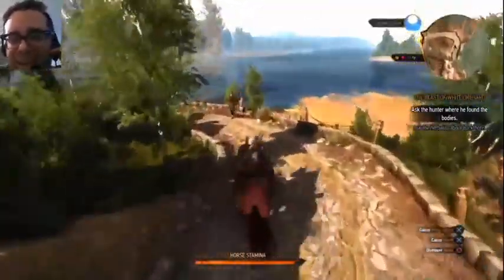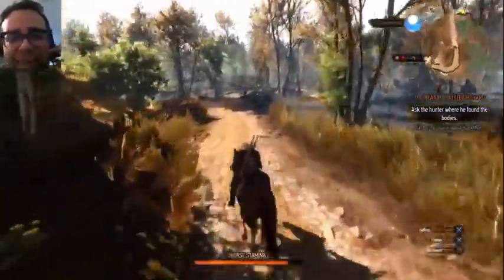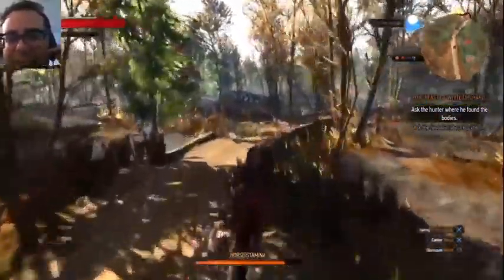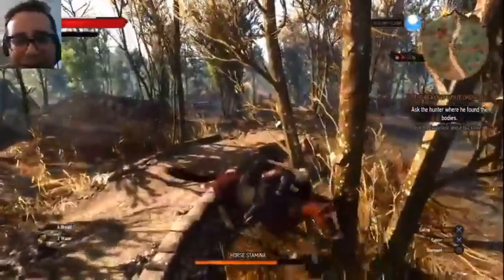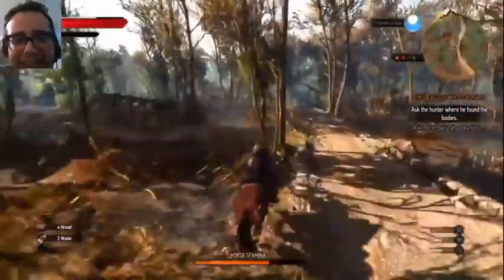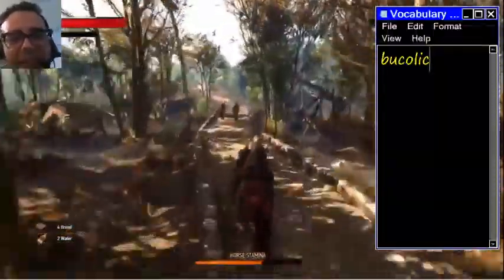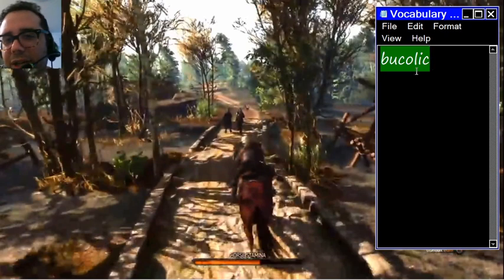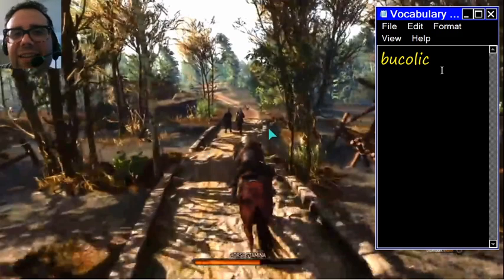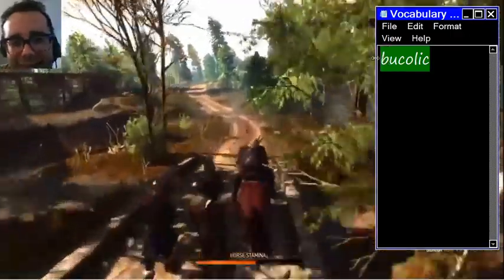Today, I'm going to teach you some advanced vocabulary as I play Witcher 3, one of my favorite video games. So, I'm on horseback, and the first word that I'd like to introduce is bucolic. Bucolic describes the natural views that one comes across in the countryside. This word is often used in literature, the bucolic landscape.